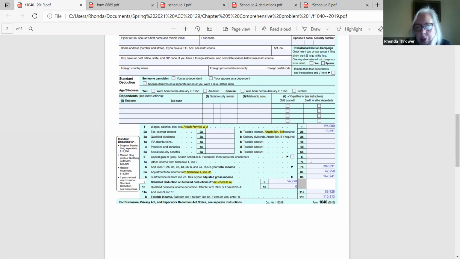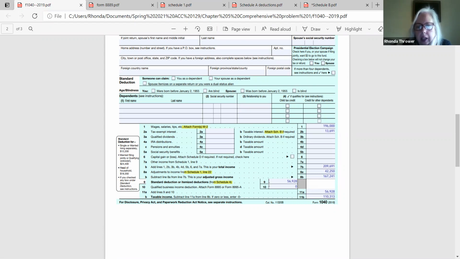And then none of the other things of this applied to us. So we're going to get down to line 7B, where we're just combining the two of these together to get $209,691. And then we're going to put on line 8A any adjustments to income, which was from Schedule 1 that we got from Schedule 1. So that's just brought in from Schedule 1. And then we're going to subtract it from 7B, and that's going to leave you with adjusted gross income of $167,241.